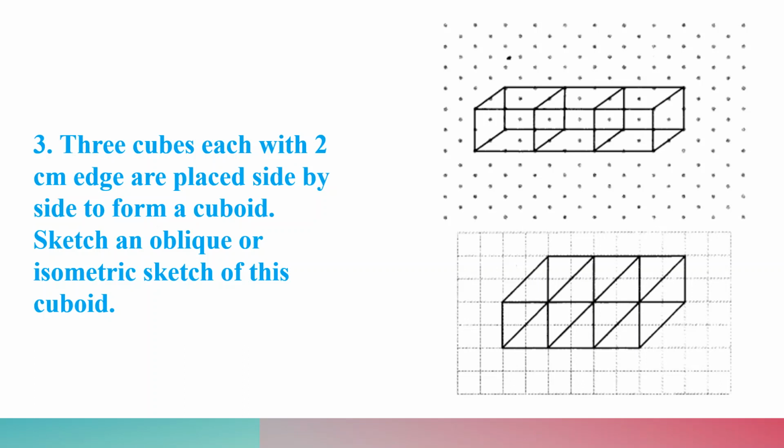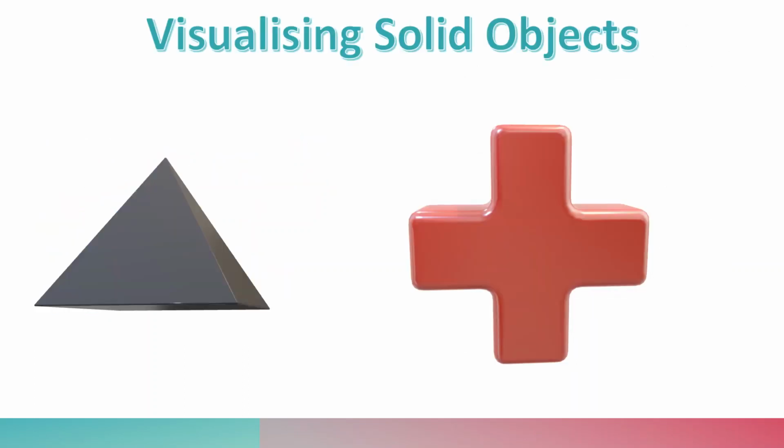Now this is exactly the name of the chapter. So why are we doing it over here again? Because at certain times, if you look at the same object from different angles, it may look different, and that's what we call visualizing solid shapes.